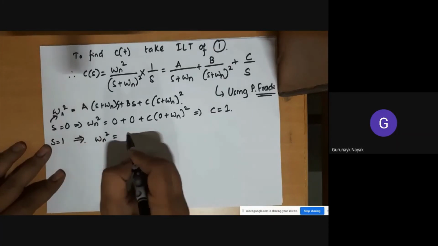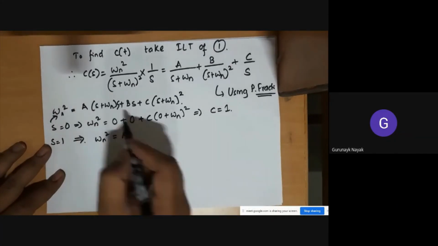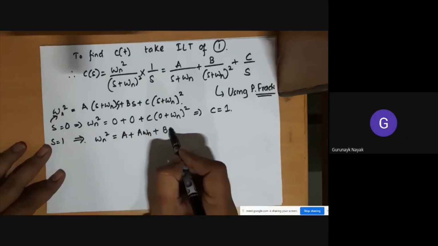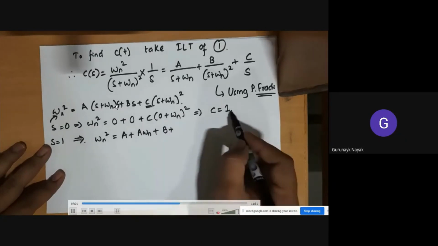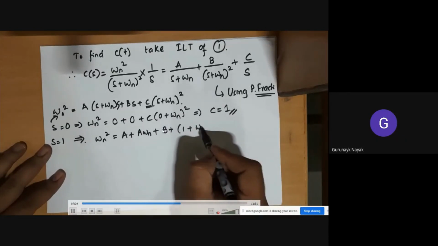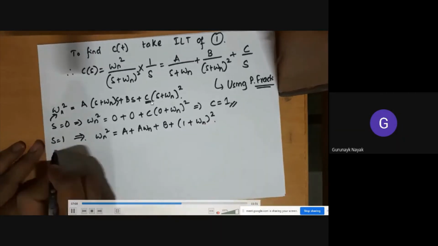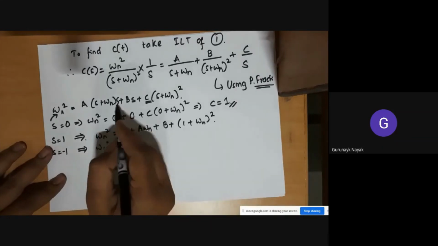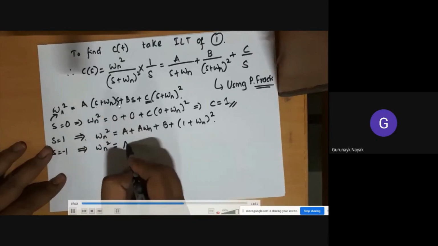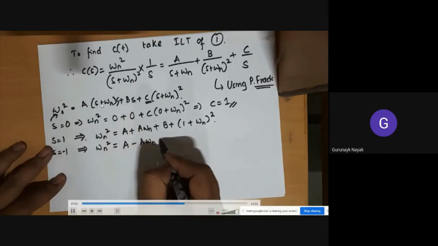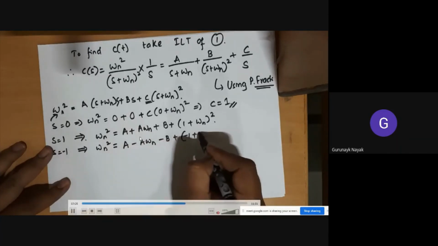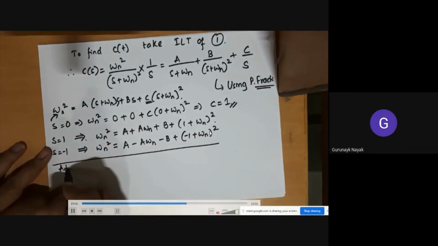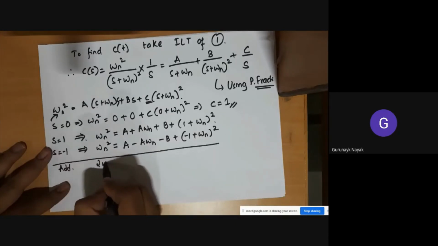Then we don't know another way, so we will have to substitute S equal to 1 to get A and B. When you substitute S equal to 1, this is 1 plus omega n into 1. So A plus A omega n plus B plus C is 1 plus omega n whole square. Then S equal to minus 1 here. Minus 1 squared is plus 1. So plus A minus 1 omega n is minus A omega n, minus B, plus minus 1 plus omega n whole square. This is just substitution. I hope there shouldn't be any difficulty here.